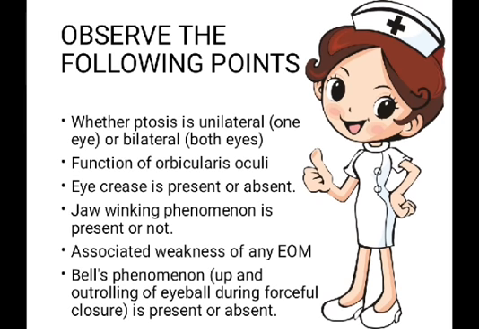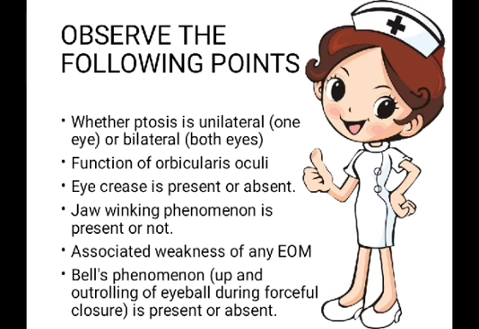Next, we have to check the orbicularis oculi muscle function. Orbicularis oculi is a kind of muscle whose function is to close the eyelid. We have to check that function of the eyelid, that is, whether the eyelid gets properly closed. Next one, eye crease is absent or present. We have to check the eye crease. When we close our eyes, the crease is formed from where the eye has to open or close. We have to find out whether that crease is present or absent.